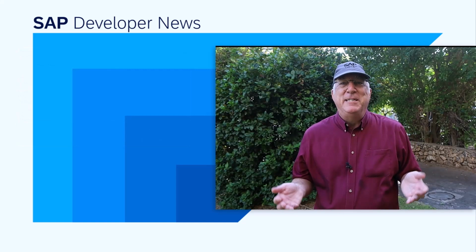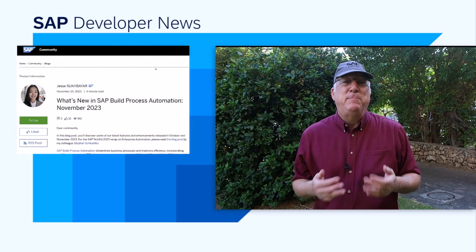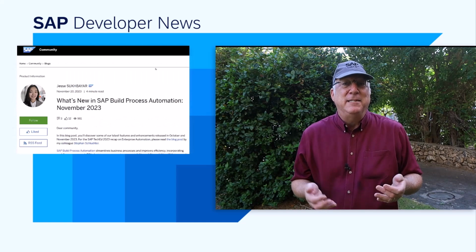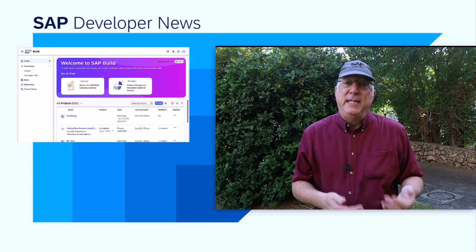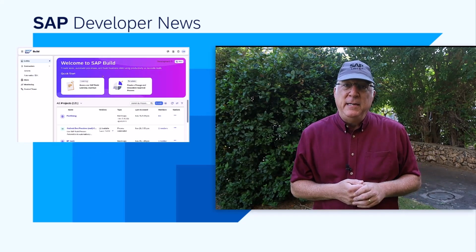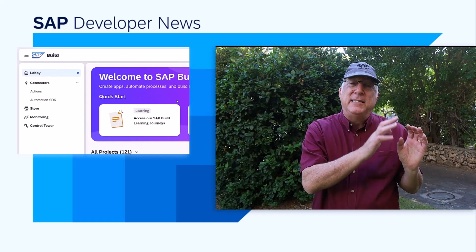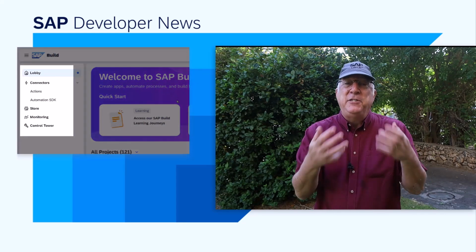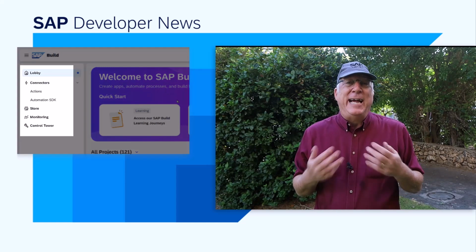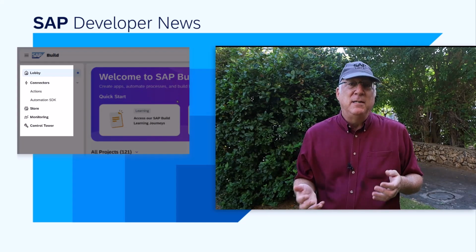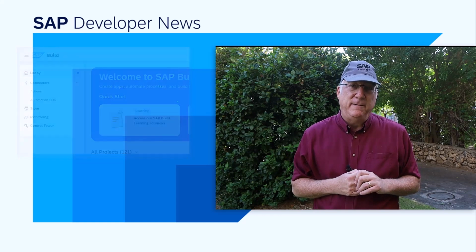As for SAP Build Process Automation, Jesse just published a blog about the recent new features. I'll just mention a few. So the most obvious is the redesign of the SAP Build lobby. So in addition to putting the menu on the side and rejiggering it a little bit, the Actions menu has been pulled out to the top level, likely because Actions will be used by other tools, not just process automation.